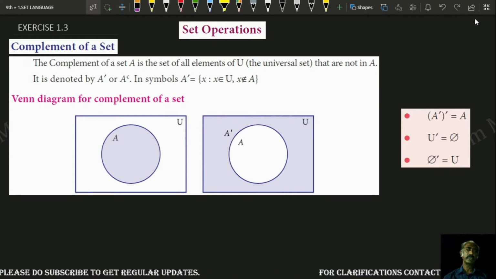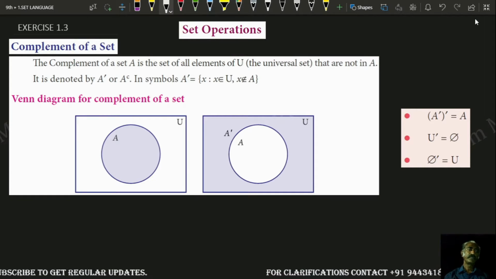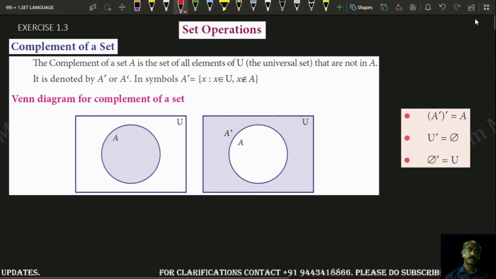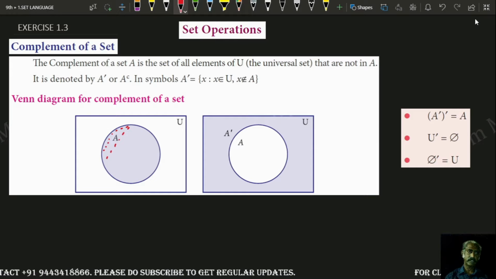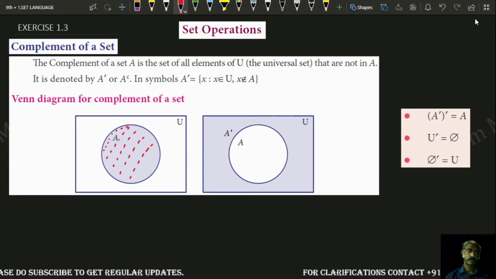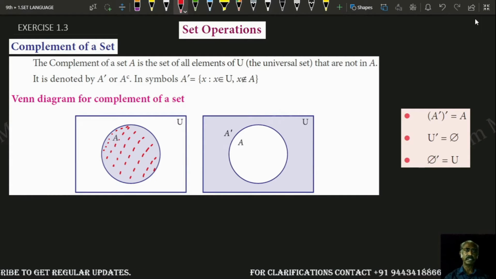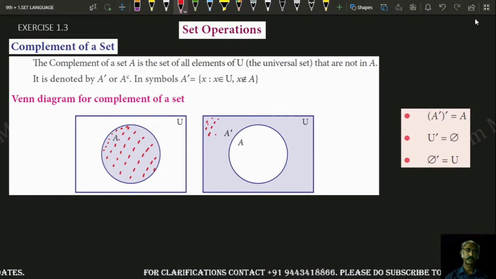So here we can go for the Venn diagram for complement of a set. This is set A. Okay, children, this is set A. A dash is other than A. That is this portion outside the circle. Okay, children.